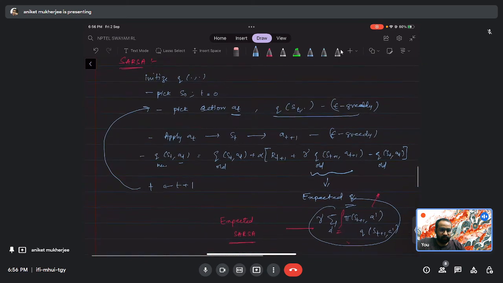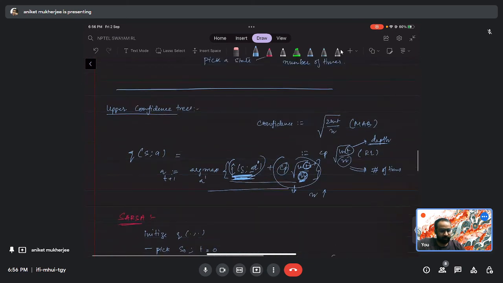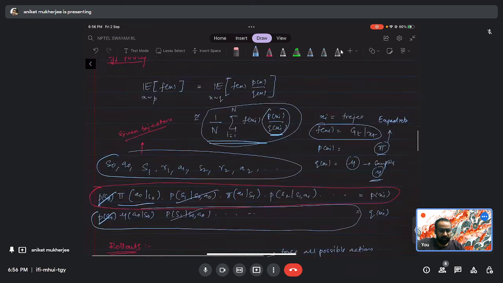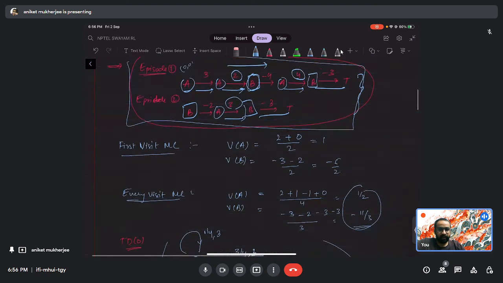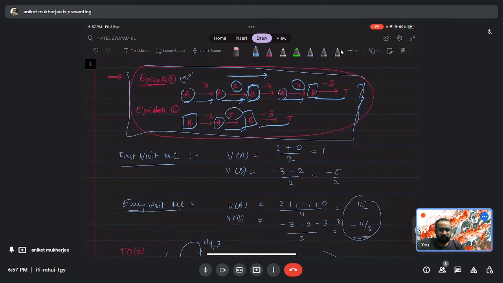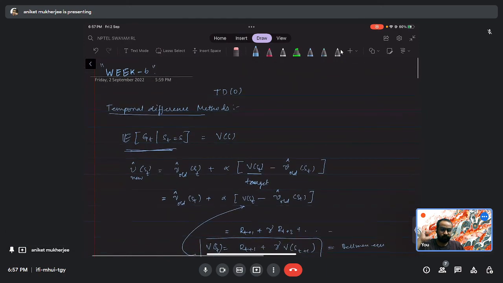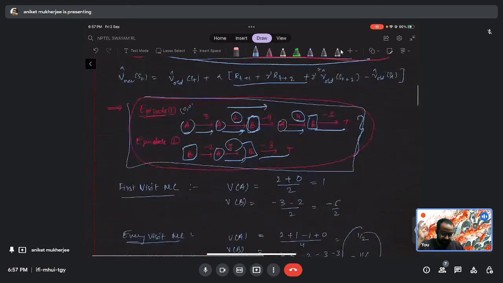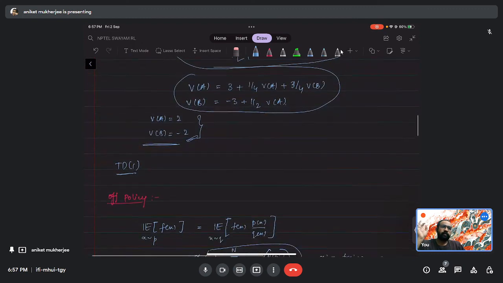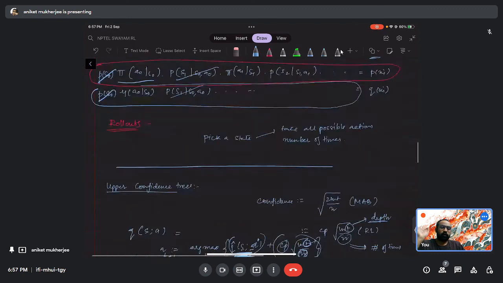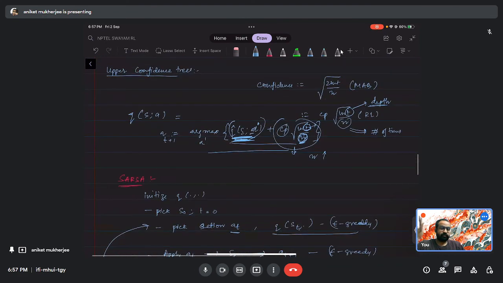So, if you guys have any doubt, you can ask. From next week, I'll try to do the algorithms, coding the algorithm of this. But I just wanted you to first understand what actually is going on in each of the algorithms. Do you have any doubts in TD0, SARSA, Q learning, rollouts, UCTs?